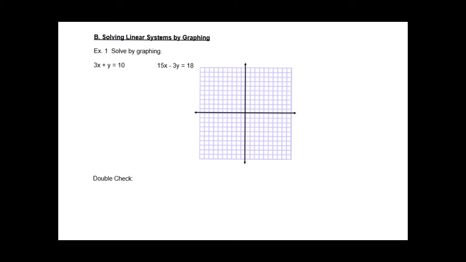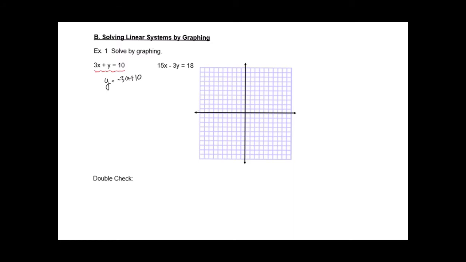For each of these graphs, it says we're going to solve by graphing. Graphing is pretty easy. All we're doing is taking our time and looking at the underlined equation here in red. This equation is perfect for solving by just isolating for y. So I would look at this equation and I would get y is equal to negative 3x plus 10.